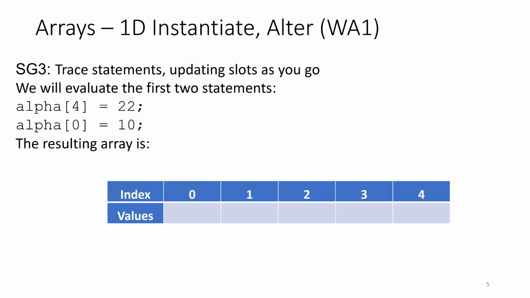Subgoal 3 says to trace the statements, updating the array slots as you go. First, let's look at the first two statements. The first statement says alpha at index 4 is equal to 22. 22 is an integer, and we know that alpha is an array of integers, so we want to copy the value 22 at index 4 into the array. The second statement says alpha at index 0 is assigned the value 10. So we copy the value 10 into alpha sub 0. That's the resulting array.